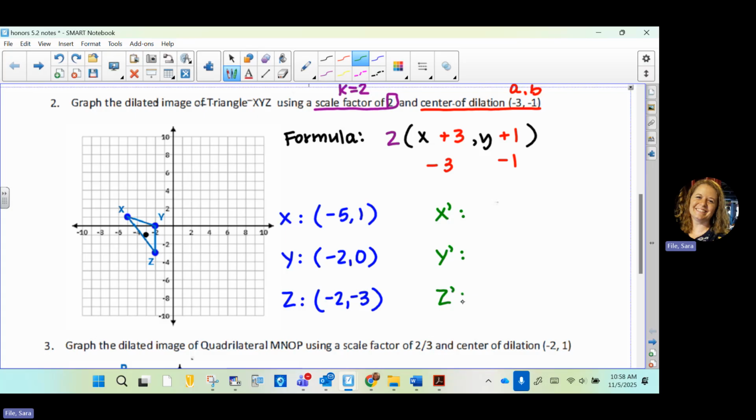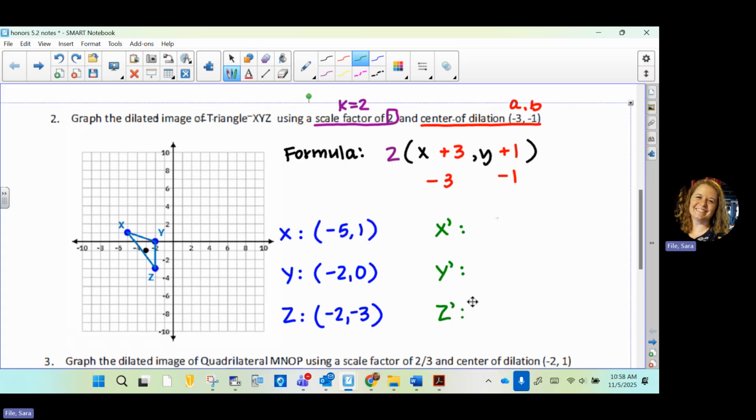Now, is this going to be a reduction or an enlargement? An enlargement. My scale factor is 2. This should be increasing in size. Okay, so I'm going to take the X value of X, so -5. -5 plus 3 is -2. -2 times 2 is -4. -4 minus 3 is -7. Are y'all with me? If you need to write it out and show that work, you can, or you can do this in Desmos.